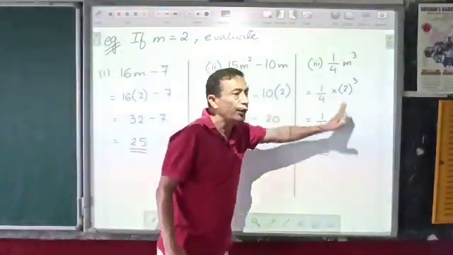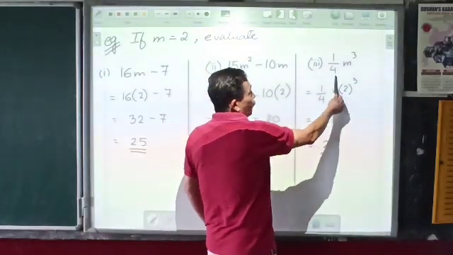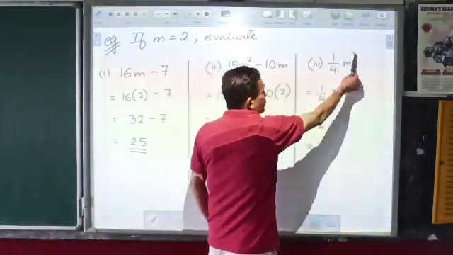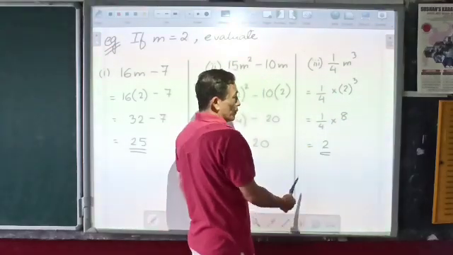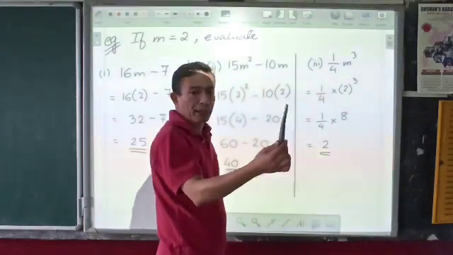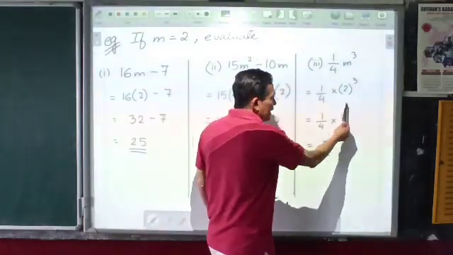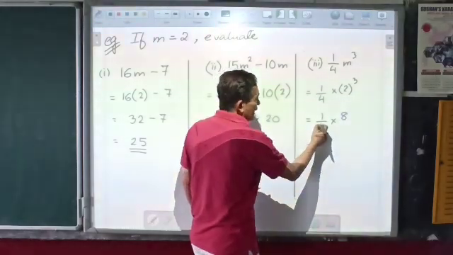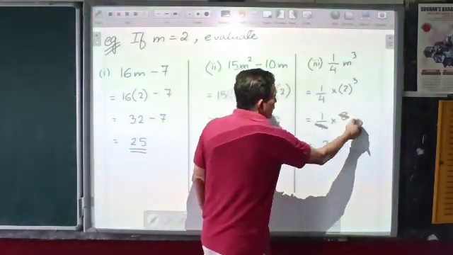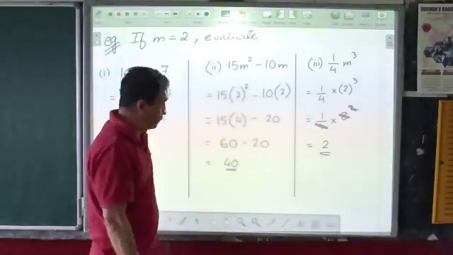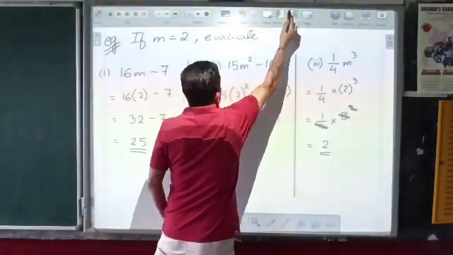Let's go to the third one. 1/4 m cubed. 1 by 4, m cubed means 2 cubed. So 1 by 4, 2 cubed means 2 multiplied by 2 multiplied by 2. So that will give me 8. So 1 by 4 multiplied by 8, I can cancel over here. So this will give me 2. So this finally gives me 2. Taking some more examples.